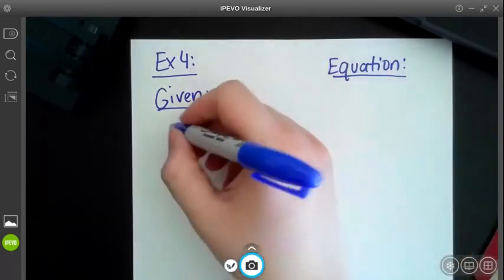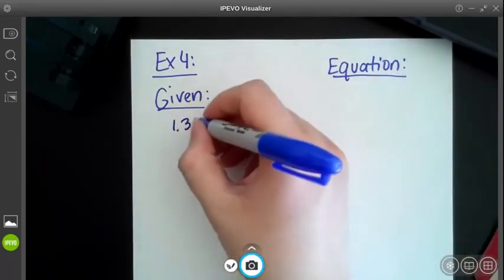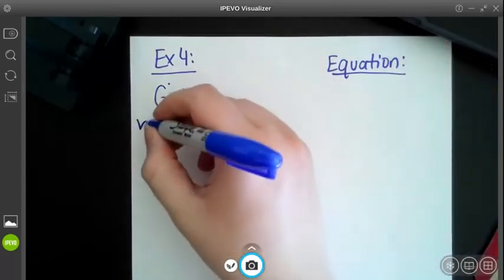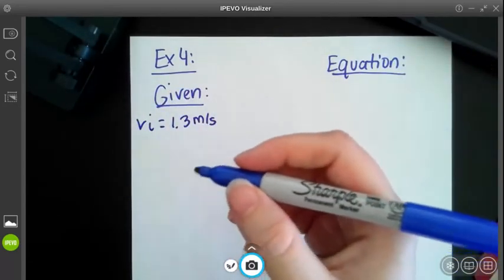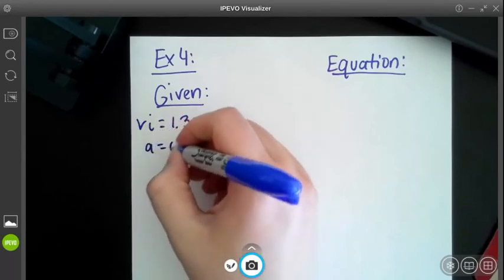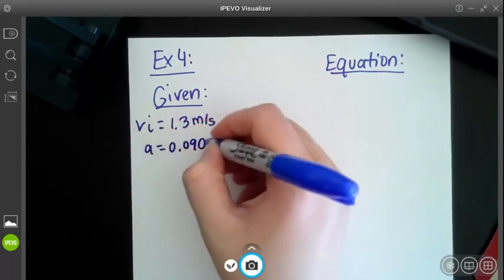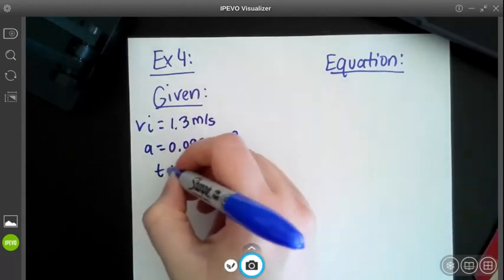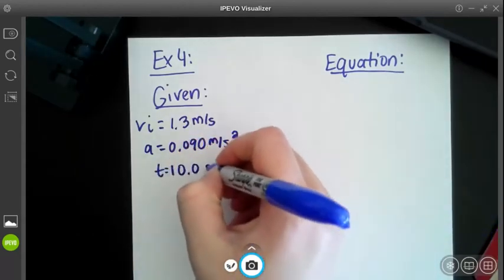So we need to write what we're given. We're given 1.3 meters per second. And that's going to be her initial velocity because that is how fast she's moving at the current time. We're also given an acceleration of 0.090 meters per second squared, and we're given a time of 10 seconds.